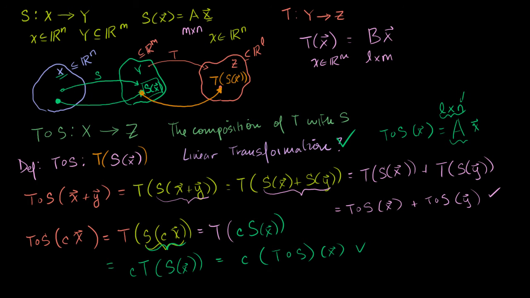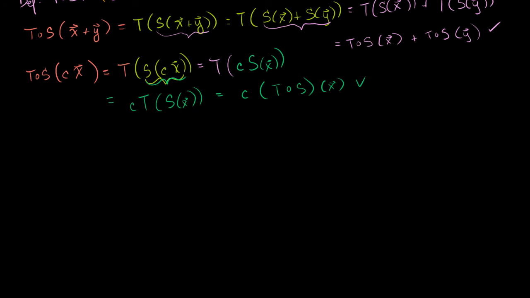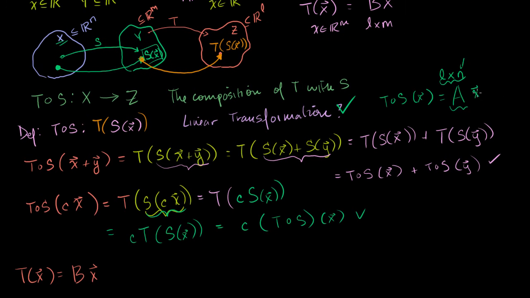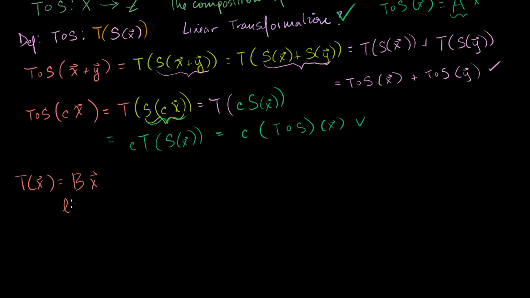So, at the beginning of the last video, I told you that T of X could be written as some matrix product B times X. Let me rewrite it down here. So I told you that the linear transformation T applied to some vector X could be written as the matrix vector product B times the vector X. And since it was a mapping from an m-dimensional space to an L-dimensional space, we know that this is going to be an L by M matrix.